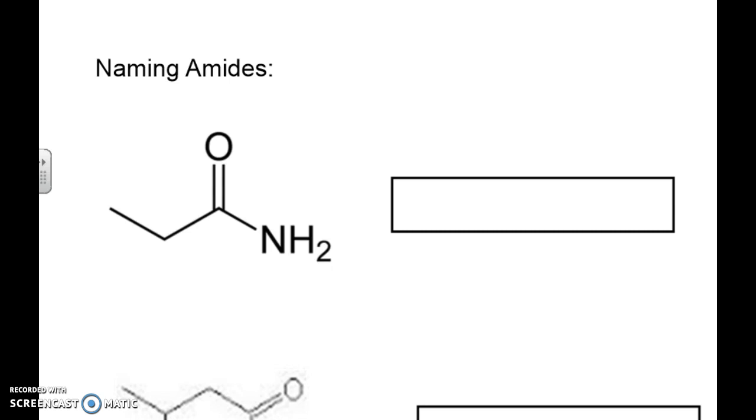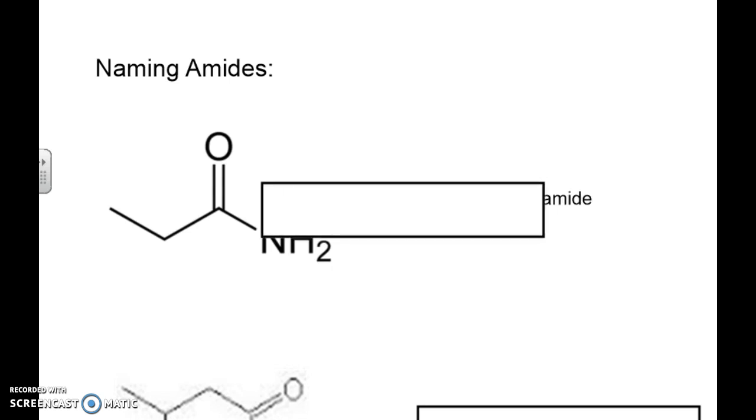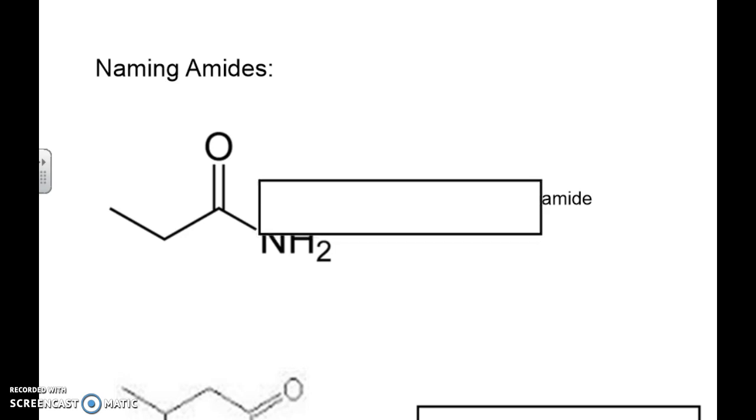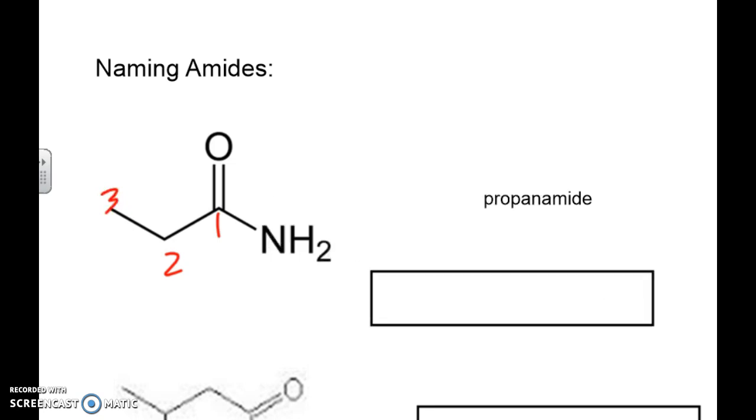So we've got this example right here. Well, we can see this is a primary amide, so the ending we know is going to be amide. Now, if we count the number of carbons, it's 1, 2, 3. It's a prop chain, so therefore it's going to be propanamide.